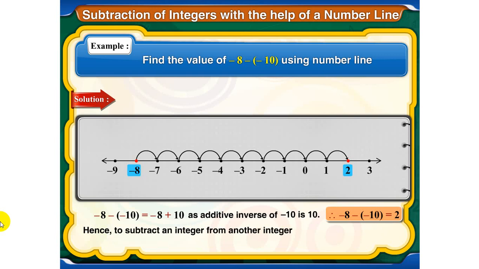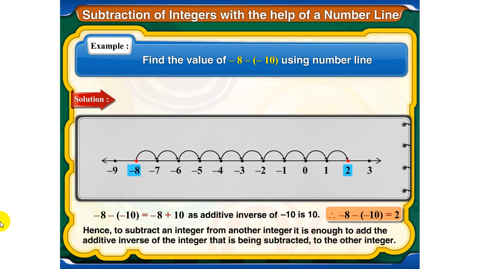Hence, to subtract an integer from another integer, it is enough to add the additive inverse of the integer that is being subtracted to the other integer.